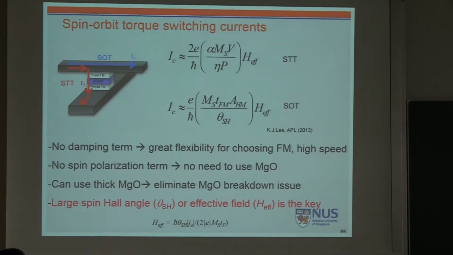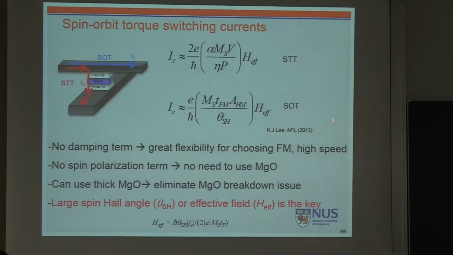So this is a very simple comparison of spin transfer torque phenomena in the cell. The current is going directly through the cell, and this is the spin-orbit torque switching current. Basically, in industry, for application, we want to reduce this switching current as much as possible. So what is the best way?